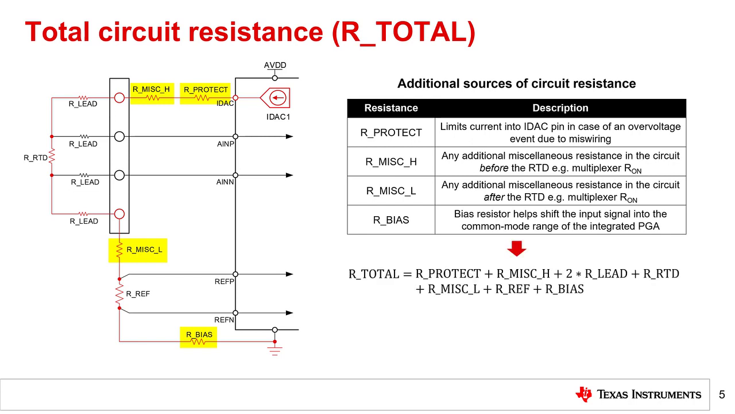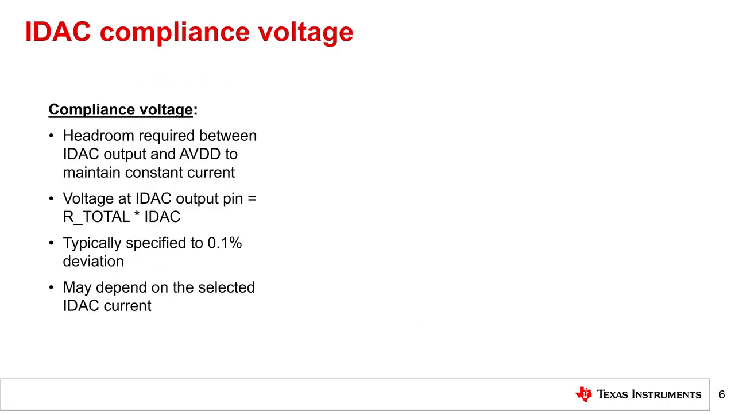Note that not all of these resistances are required in every RTD measurement system, but if they are included, they must be accounted for in the total circuit resistance. The equation shown here calculates R total for this system. At this point, it is natural to wonder, why is R total an important system parameter? The total circuit resistance, R total, is an important system parameter because it directly impacts the IDAC compliance voltage.